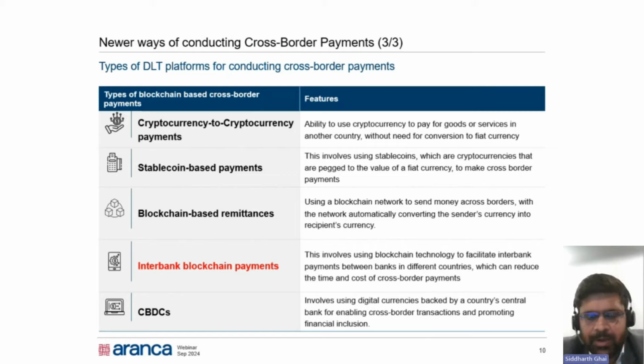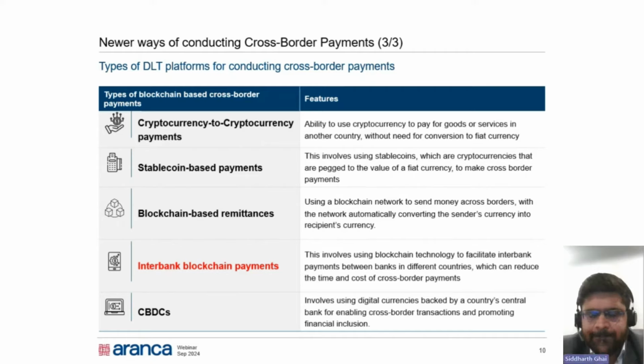Blockchain based remittances are remittances wherein the blockchain provider gives you a digital currency or a token that is utilized to convert your money to a digital token, and then the digital token is converted back to the fiat currency of the native country.